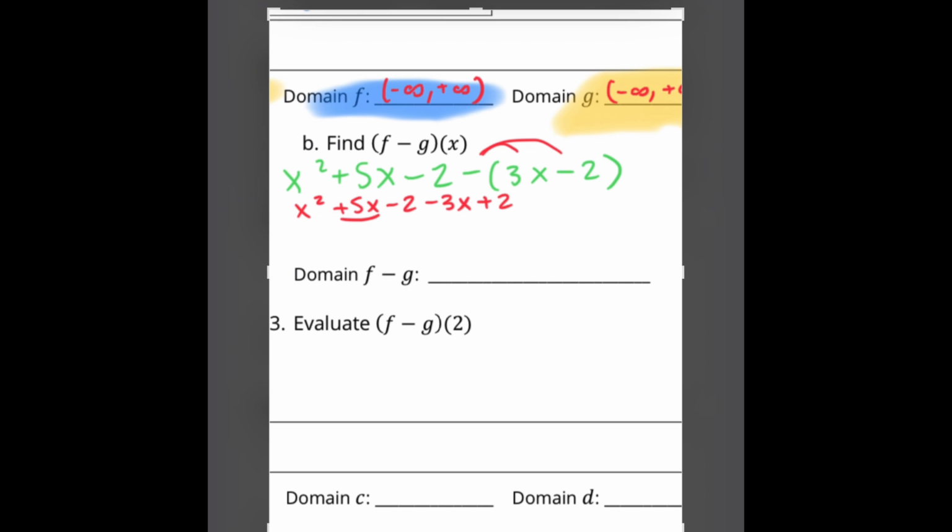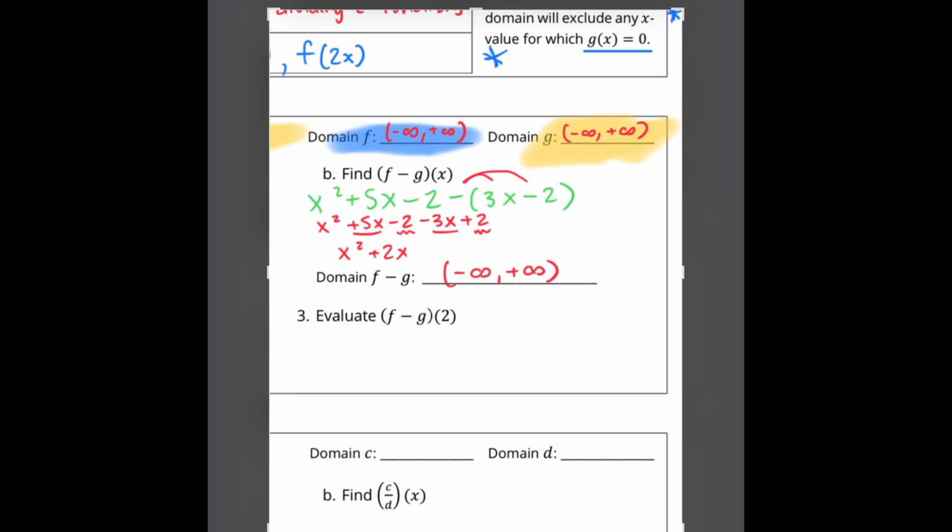And now once again we're going to combine like terms. That's x squared plus 2x, and then these cancel each other out. -2 plus 2 is just 0, and the domain is still all real numbers. And now we're going to evaluate f of x minus g of x of 2.